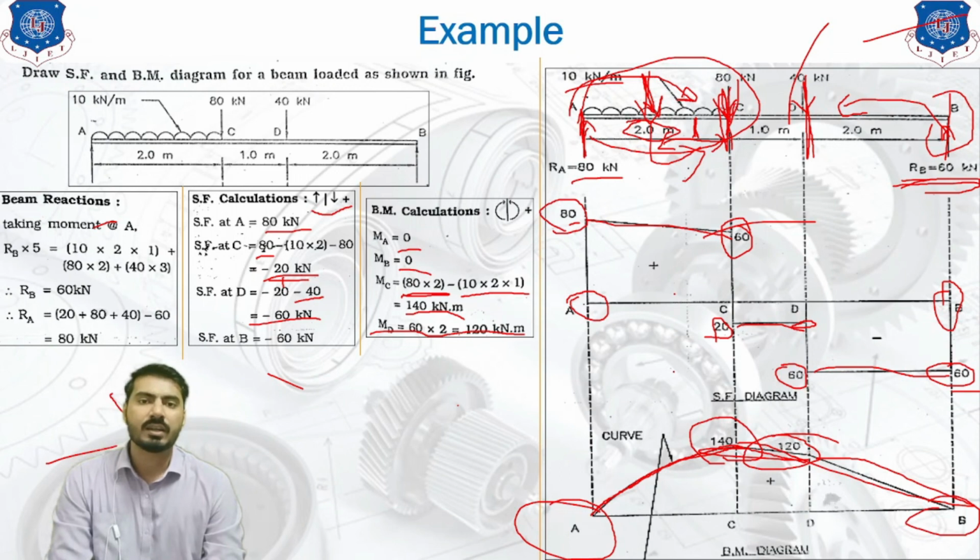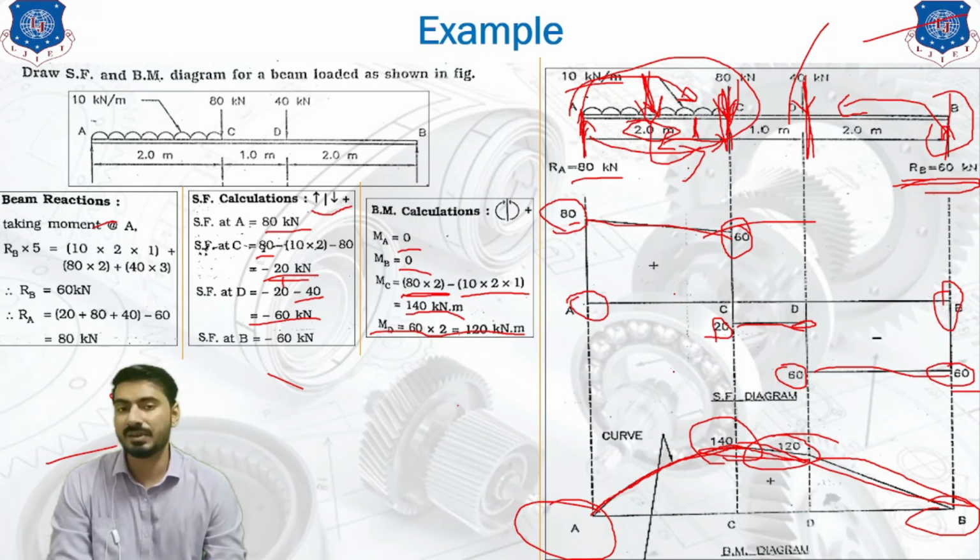Using this method, you can solve any example which has the combination of the UDL and point load loading. In the upcoming lecture, we will see the combination of the UDL, point load and free moment also. Along with that, we are going to look at the examples of cantilever beam.